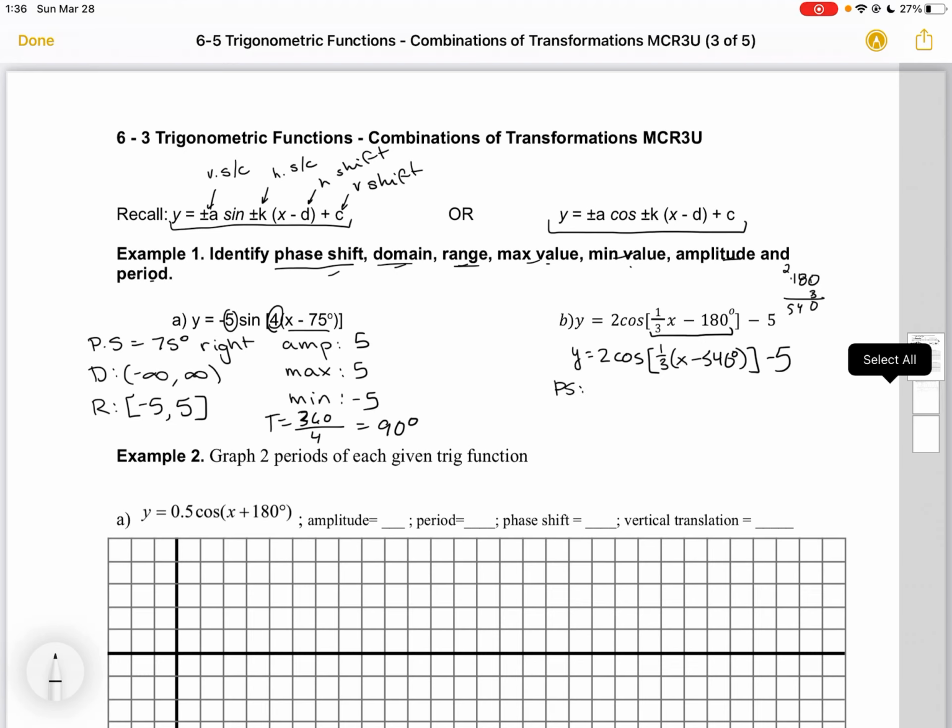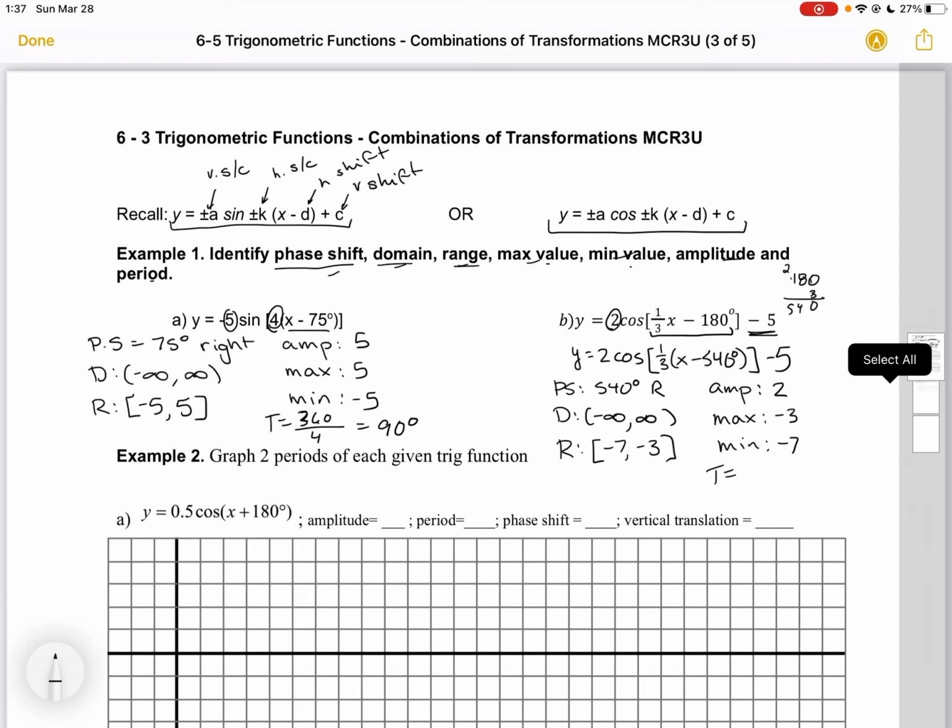So what this means here is now I know that I've got a phase shift of 540 degrees to the right. My domain I know hasn't changed, so minus infinity to positive infinity. And I'm going to look at my amplitude next before I do the range, which is 2. But here I need my maximum value and my minimum value. Now in the previous example, I didn't have a vertical shift. This time I do. So my maximum value is going to be 2 above that, and my minimum value is going to be 2 below. That allows me to figure out my range, which goes from -7 to -3.